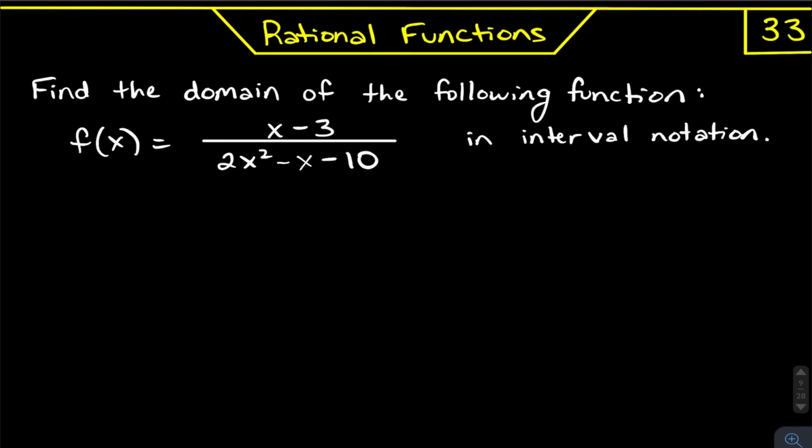So how do we find where this thing is 0? Well, it's literally just the same thing as we've always done. We have something like this. You can try to factor it, or you can just use the quadratic formula.